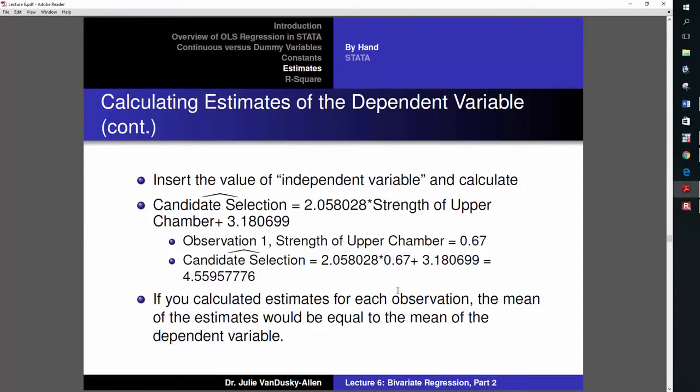So 2.058028 times 0.67 plus 3.180699 equals 4.55957776. You can calculate estimates for each observation in your data set. And if you did, the mean of the estimates would equal the mean of the dependent variable.